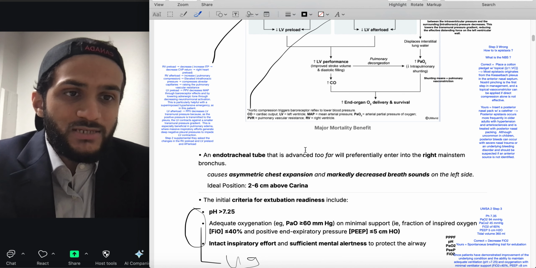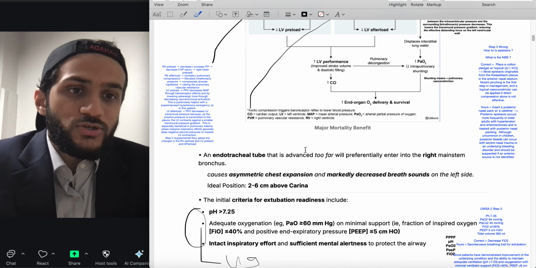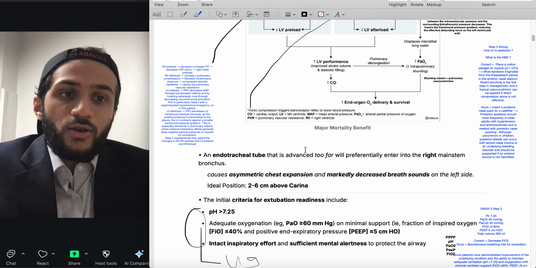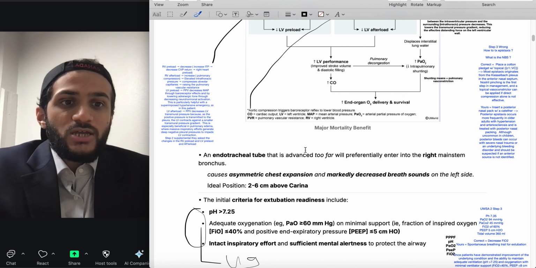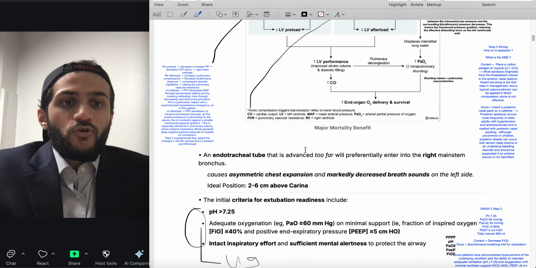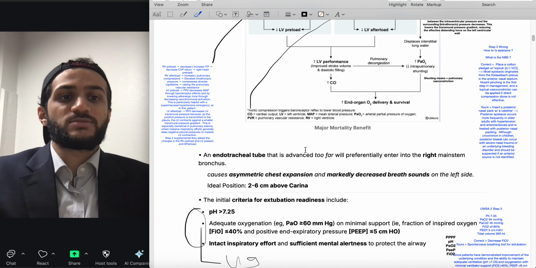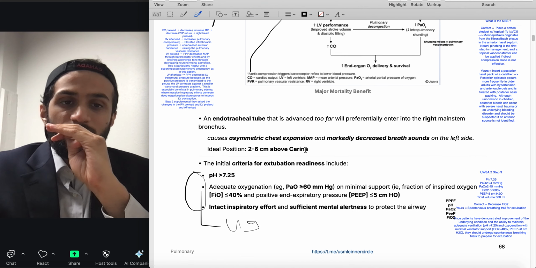That's posterior epistaxis, more frequent in older patients with high blood pressure and arteriosclerosis. Although uncommon in children, posterior bleeds can occur with severe nasal trauma and underlying bleeding disorders, and should be suspected if an anterior source is not identified.